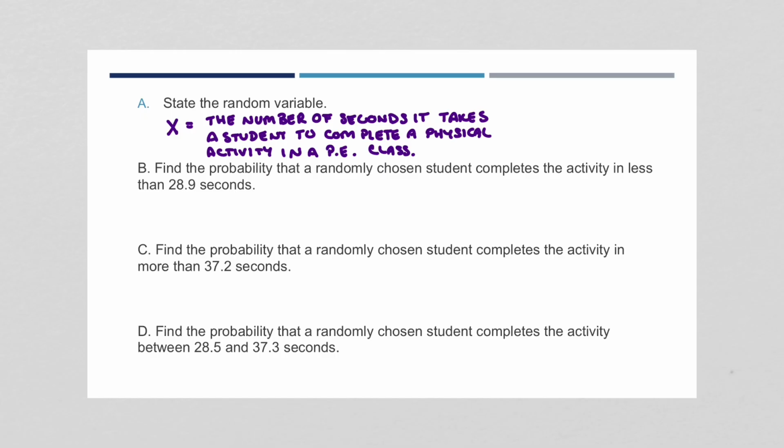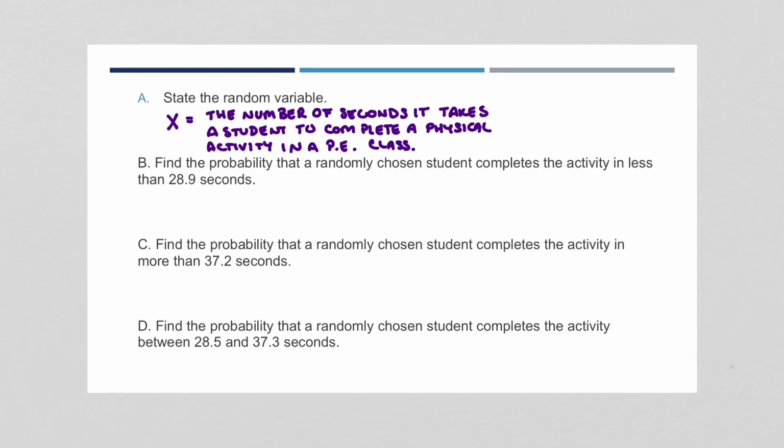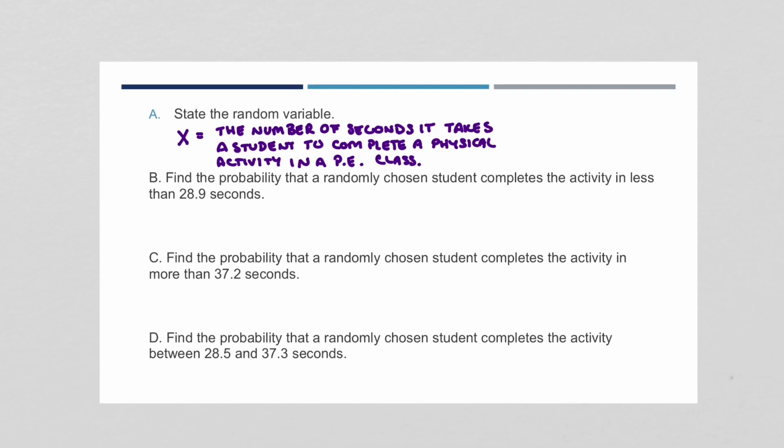Just make sure that you include the unit of measure. So we don't want to just say, for example, the amount of time it takes students to complete a physical task in a PE class, because is it being measured in seconds, minutes, hours? It would be a really long PE class, but you never know. So what I also want to do, and what I had encouraged us to do, is to draw out your bell curve.